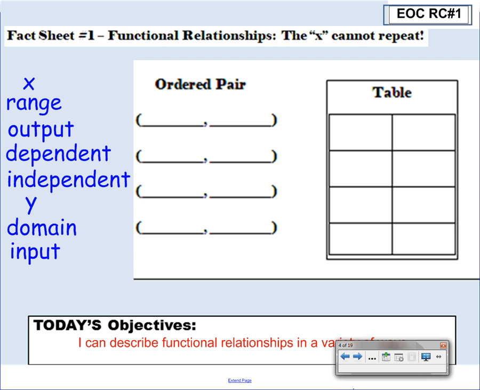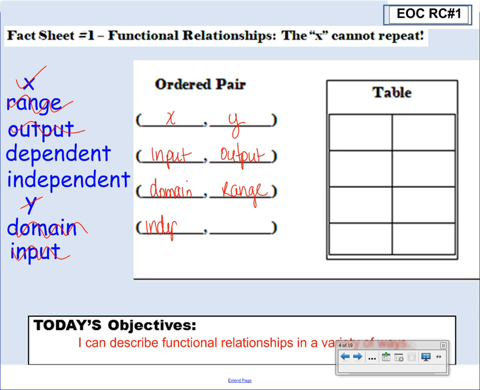Right, next we have an ordered pair in the tables. So again, we're going to do the exact same thing. We start with the x, and it's ordered paired with its corresponding y. Output is our y, which means input is our x. Range and domain go together. Domain goes with the x, has the in for inputting, and range goes with the y. And then we have independent and dependent.